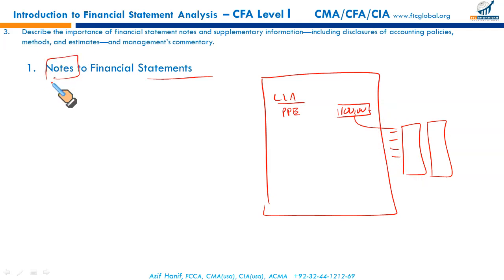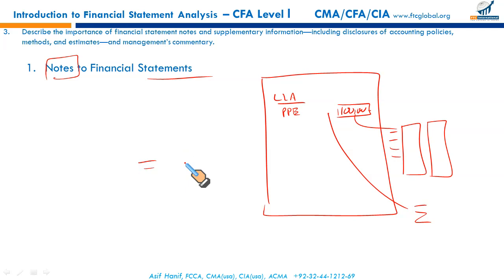notes are prepared, which is an integral part of financial statement. Notes to accounts are an integral part of financial statement. Without notes, your financial statements are not complete. Notes are audited just like your balance sheet, your income statement and statement of change in equity. So notes to financial statements will give me the breakup of property, plant and equipment. It will give me the basis of preparation of financial statements.